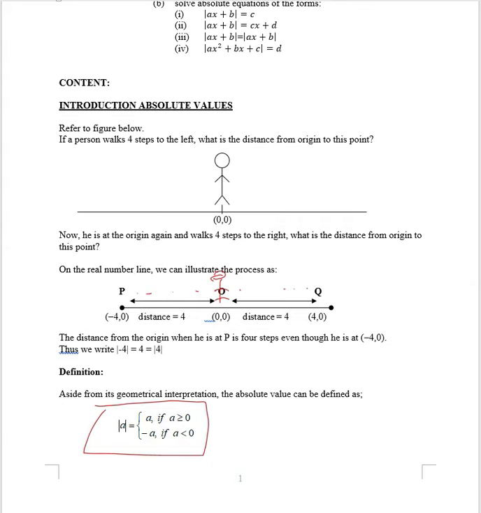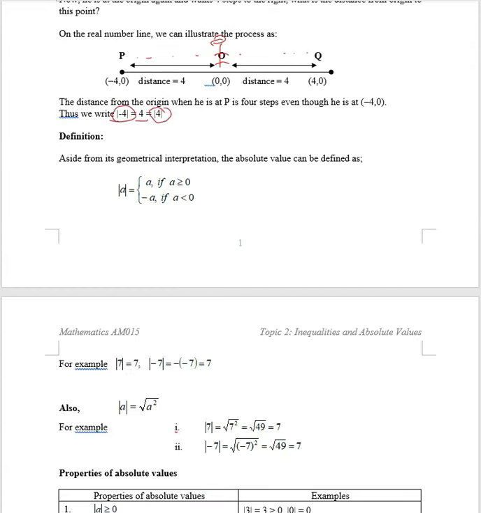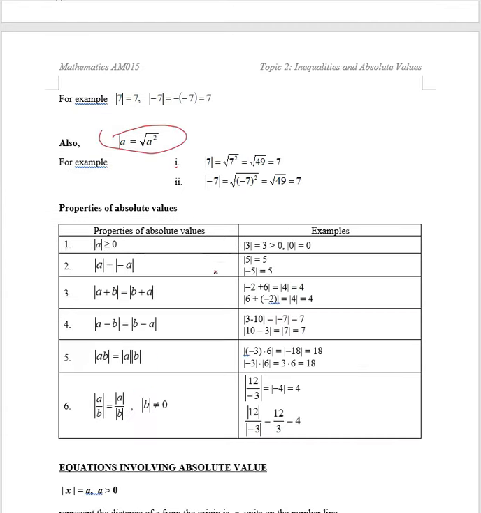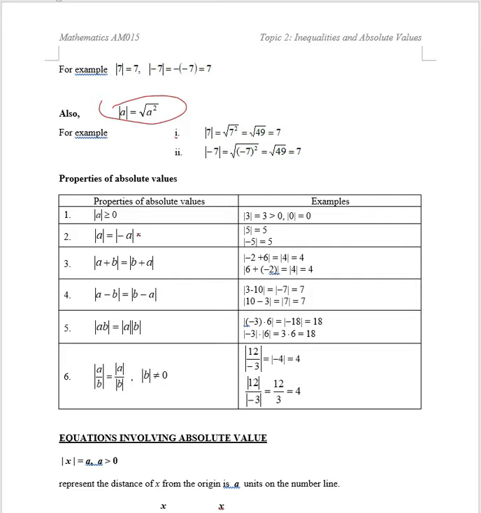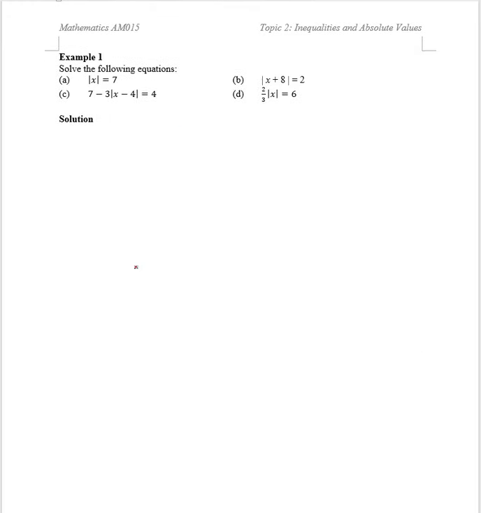Thus we can write: the absolute value of -4 is equal to 4, and the absolute value of 4 is also equal to 4. So it's like the distance. You can write the definition for absolute values like this form or this form. These are the properties of absolute values. Let's go straight to the examples.